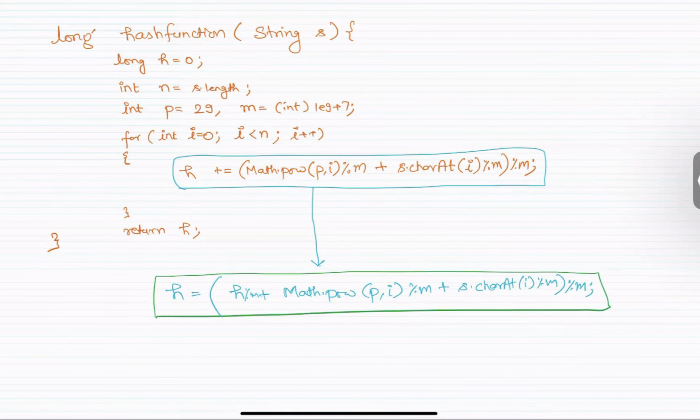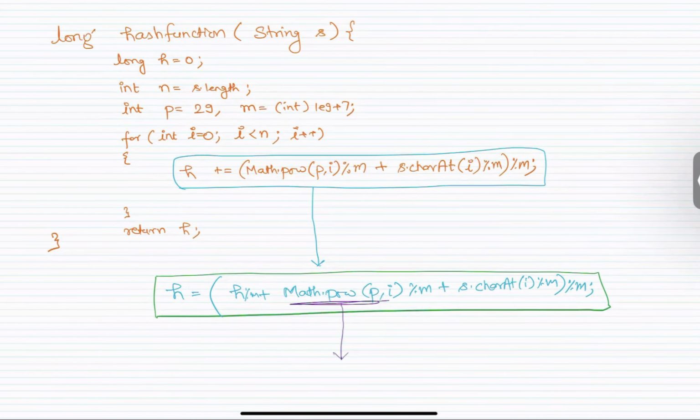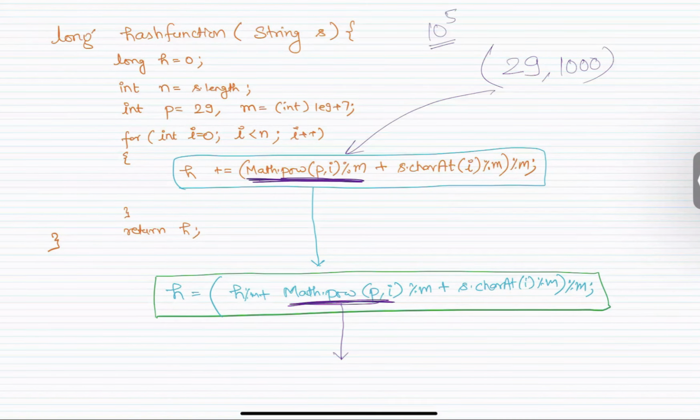Instead of using the power function, I'm multiplying p with 29 in the for loop, and initializing p with 1. Very nice. I want Pranita and Hussein to think: can you really use the math.pow function where p is 29 and i is somewhere, if i becomes 1000, what will pow return? If the string length is 10 to the power 5, then i becomes 1000, 1001, 1002. Do you really think that math.pow would do the modulo computation and return?